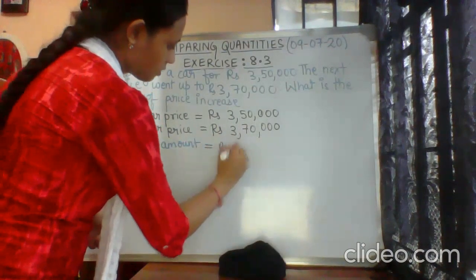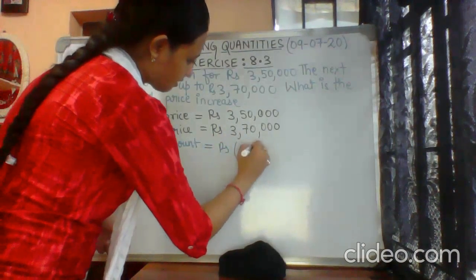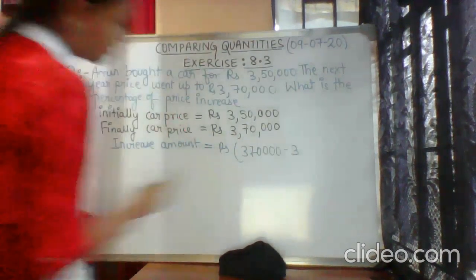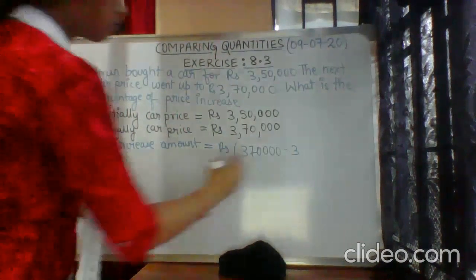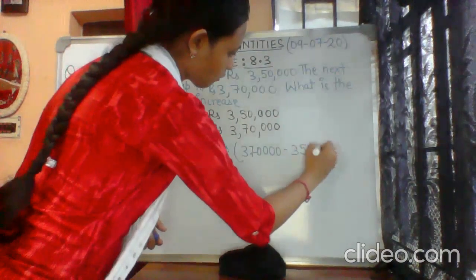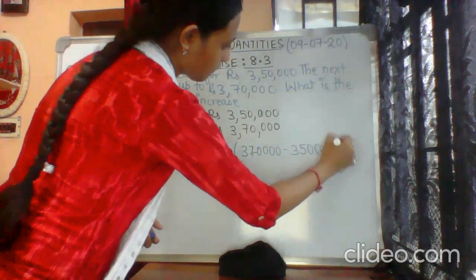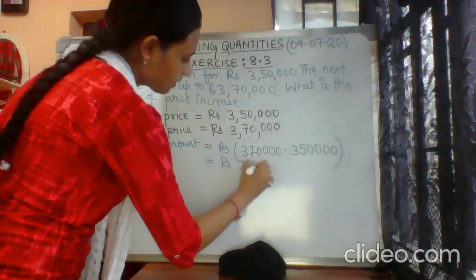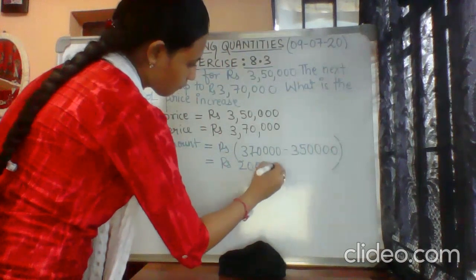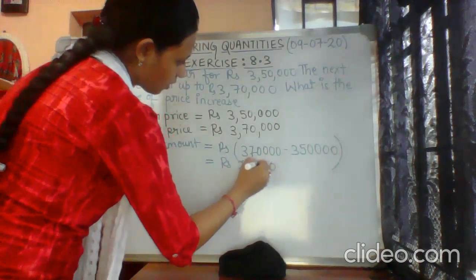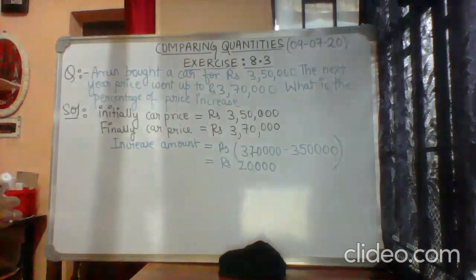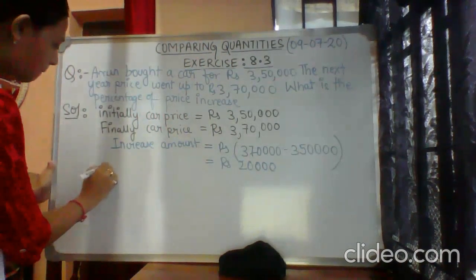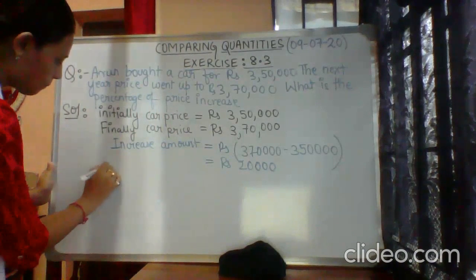Rupees 3,70,000 minus the amount it was previously, 3,50,000. It will come rupees 20,000. Okay. Now we will find out the percentage increase.